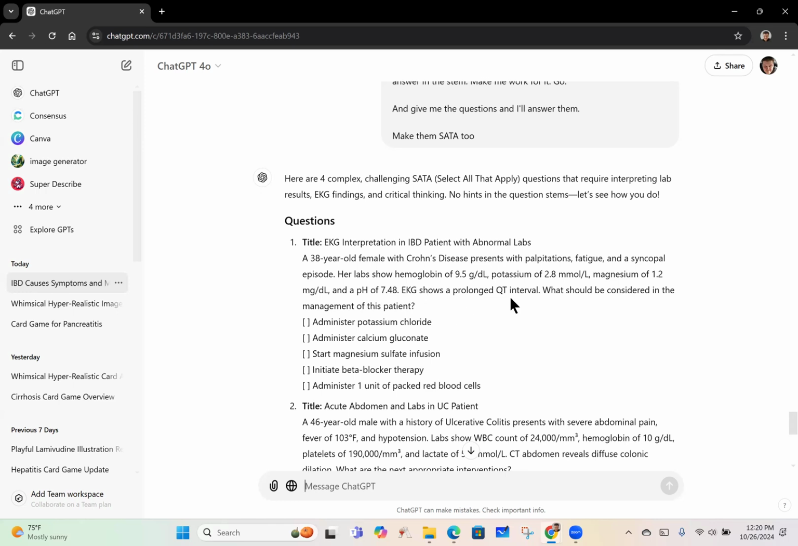We'll talk about it later. EKG shows prolonged QT interval. What should be considered in the management of the patient? Measure KCL. That sounds right. So how's it going to tell me? It should be giving me ABCD so I can give it the options, right?